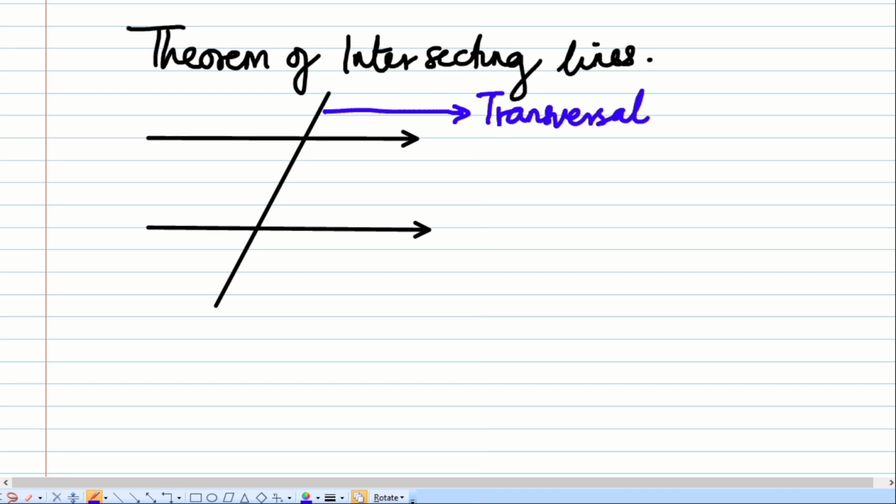So whenever this transversal cuts these parallel lines, then we can begin to talk about theorem of intersecting lines, because you agree with me that angles will be formed, also 360 around the parallel lines. These angles that will be formed have specific relationships between them, and that's what we want to look at in this video. So let's talk about the first one. I'm just going to redraw this to get a cleaner diagram.